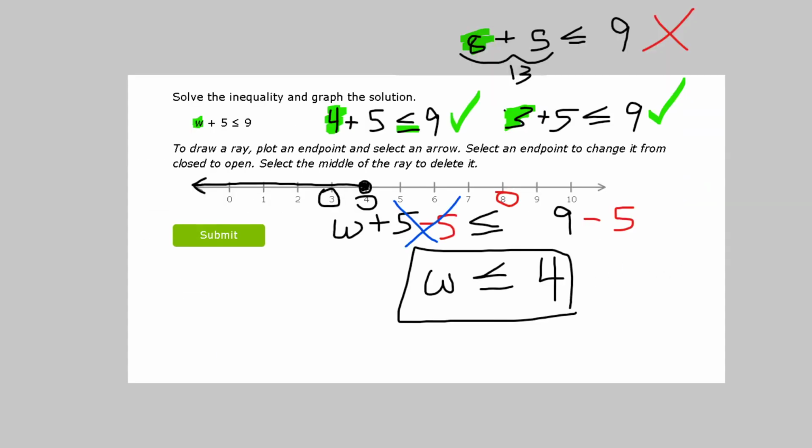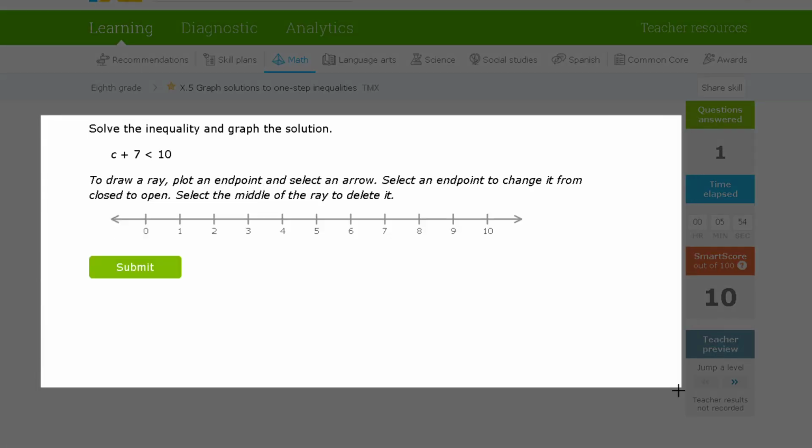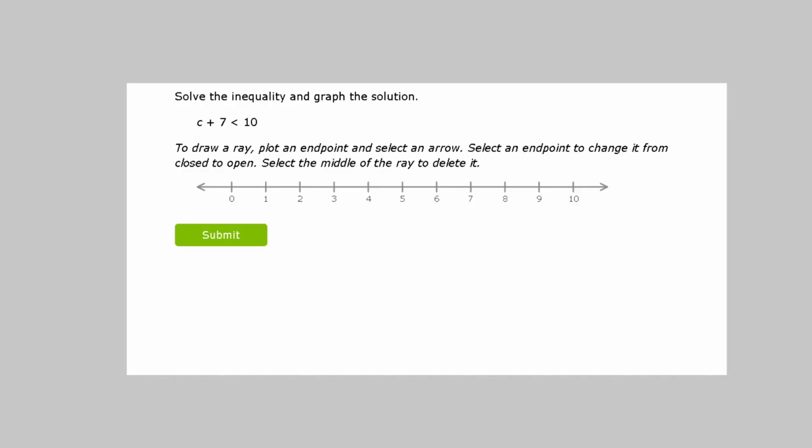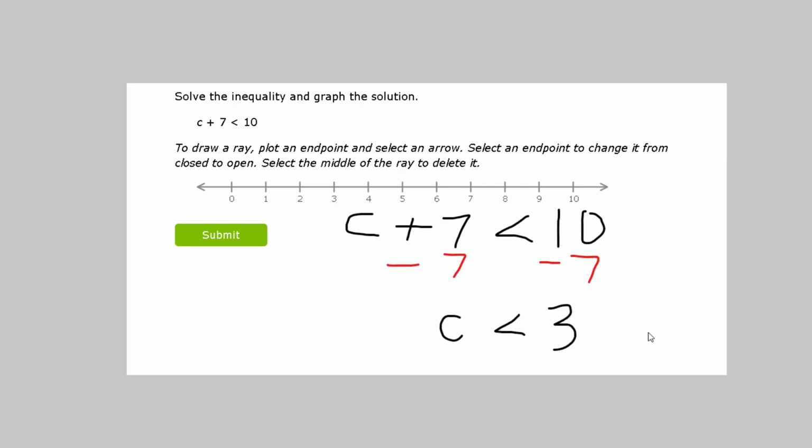So let's do another one. I'll go through it a little quicker. We have another one-step equation. These should all be one step, really. We need to get rid of this 7 over here, so we subtract that away. Do it to both sides, just like if there was an equal sign. This leaves us with C is less than 3.